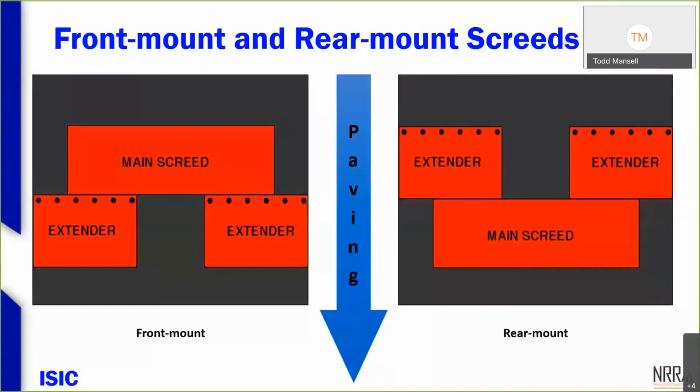That slide is just showing the difference between a front and rear mount screed, and it'll make more sense when I get to the next slide. If you look at the main screed that's attached to the paver in the direction of paving, on the left side you've got what we call a front mount screed. All that means, when we say front or rear mount, is the relationship of the extensions that go in and out to the main fixed screed. On a front mount, the extenders are in front of that main screed. On a rear mount screed, the extenders are behind the main screed.